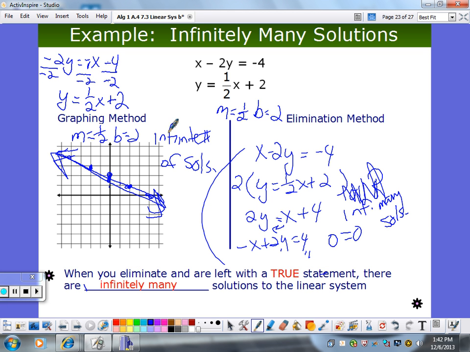So you got to watch for this. You're sitting there, you're solving, you get something weird, there's no variables left. True statement, it's one on top of the other. Infinitely many solutions. False statement, something weird, no solutions, parallel lines.